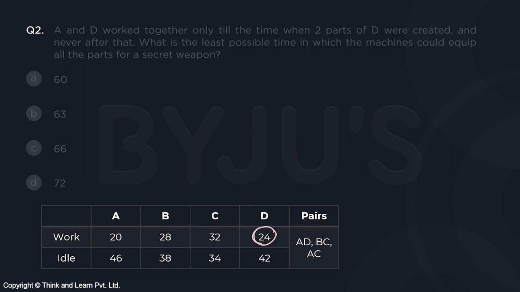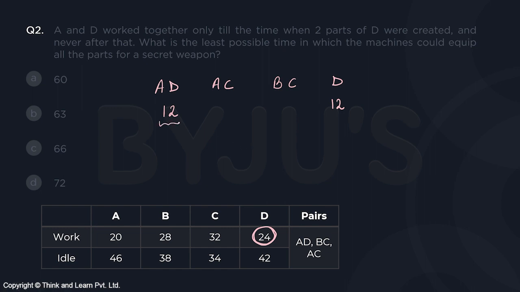Four parts are created in 24 minutes. That means two parts will be created in 12 minutes. So if A and D work for only two parts, that means they work for only 12 minutes. Now there is a pair which is named as AC. There is a pair which is named as BC. But now I can surely say that D for the remaining time will have to work alone. I hope you are getting my point. For the remaining time now, D will have to work alone.